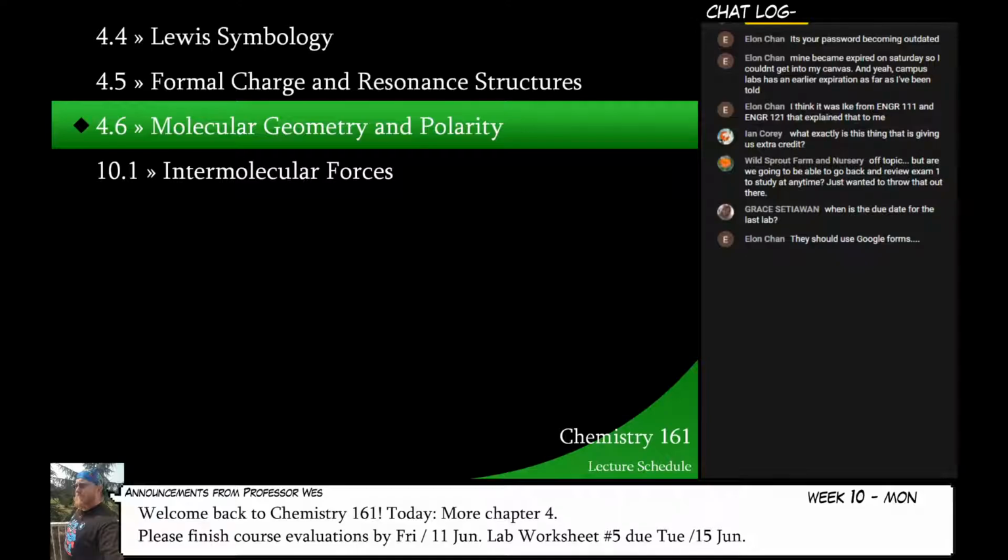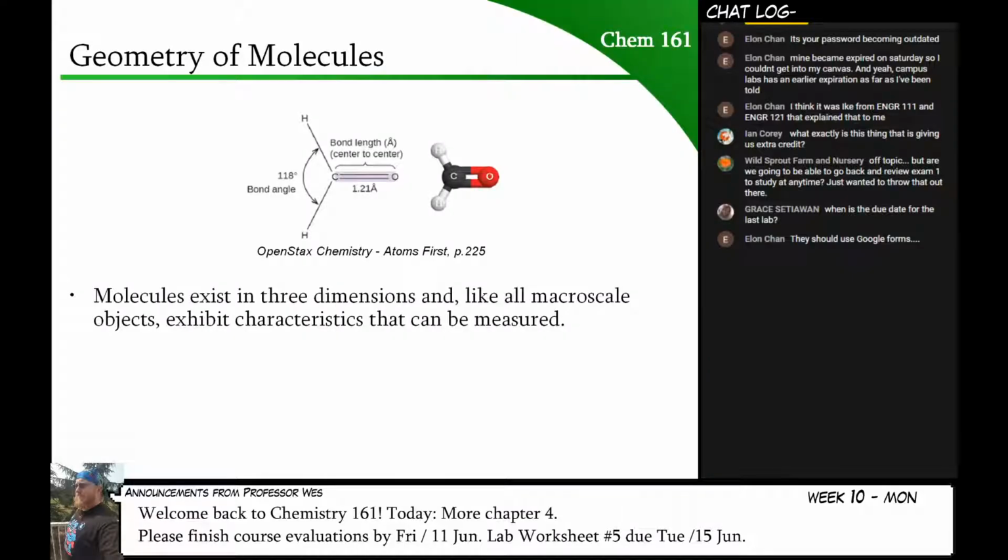All right, let's get started on the rest of the lecture. So we have one more section to go in Chapter 4, and then there's this little blurb in Chapter 10 that we're going to talk about. So we're going to do geometry today. Geometry is sort of the whole point to Lewis structures, and I know a lot of people are asking questions about this in the Discord.